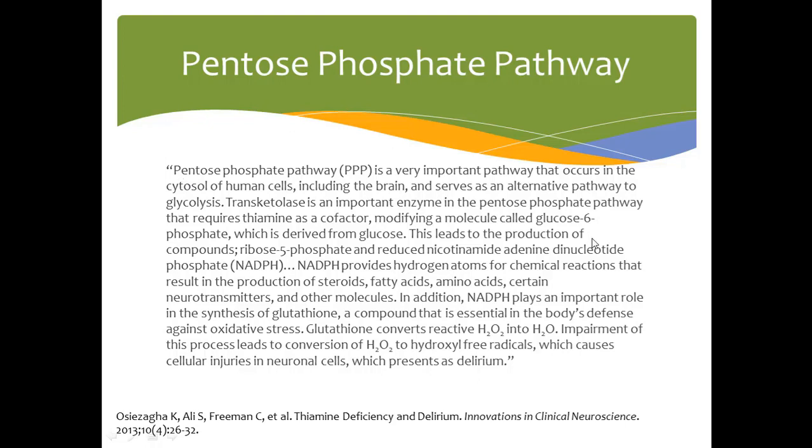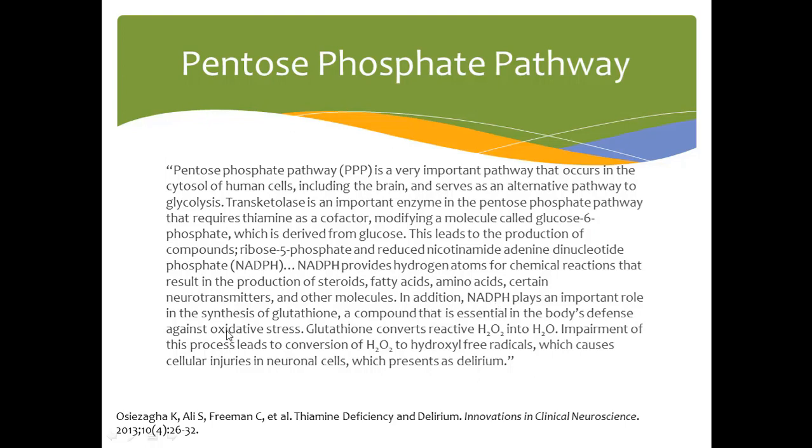It occurs in the cytosol of human cells, meaning in the inner liquid of the cell, not within the mitochondria itself. And it's certainly important in the brain. It's an alternative pathway to glycolysis. Transketolase is an important enzyme, as I mentioned, with thiamine being the cofactor. And one of the important things produced here is NADPH. This is just corroborating a lot of the information I just said.